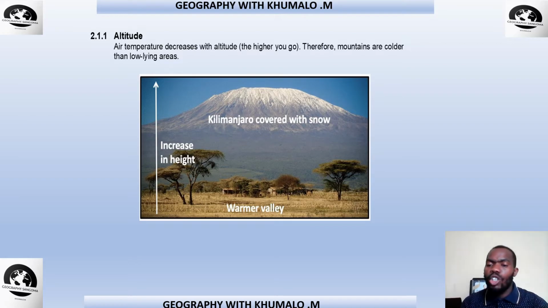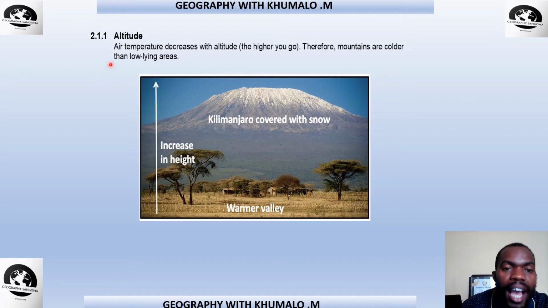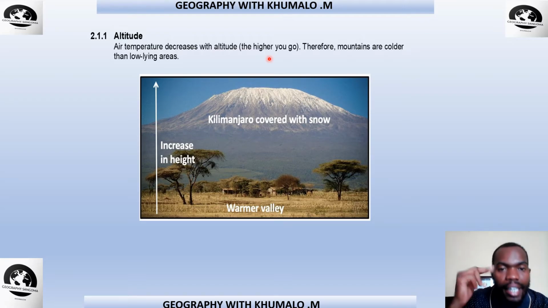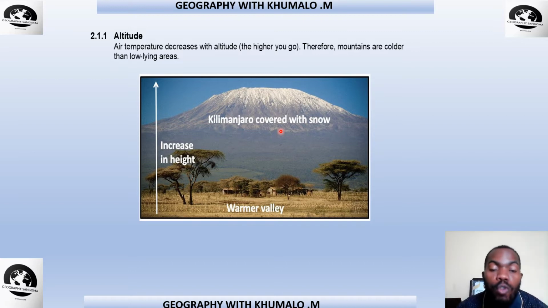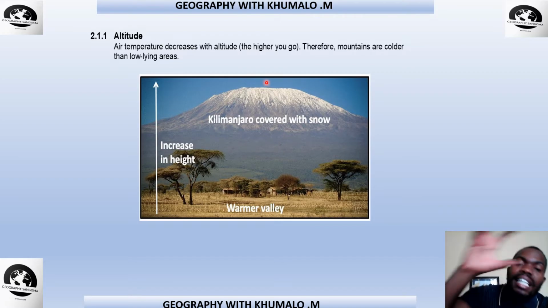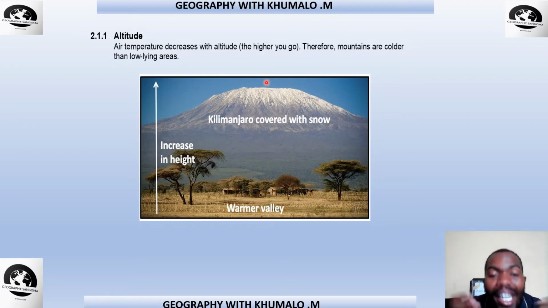Then we continue, we look at altitude. Now, what is the definition of altitude? Remember in grade 8, you also learned about altitude, the height above sea level. Air temperature decreases with altitude. So the higher you go, the colder it becomes. Just look at the picture that I've put for you of Mount Kilimanjaro. From the foot of the mountain there is no ice or snow there. But when you're on top of the mountain, you start to see that it is covered by ice. Now, what does that mean, grade 10?